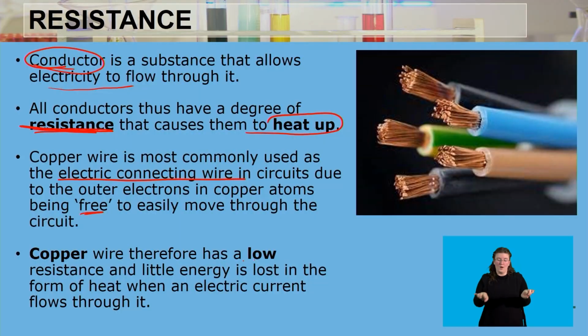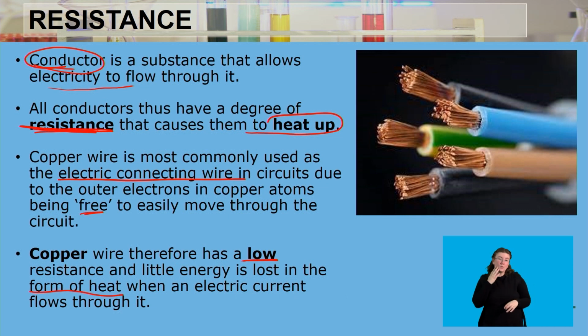Now, copper wire therefore has a low resistance. So that means its resistance to the flow of electricity is very low, which is why it is mostly used, because of this property of having a low resistance. So copper wire therefore has a low resistance and little energy is lost in the form of heat.